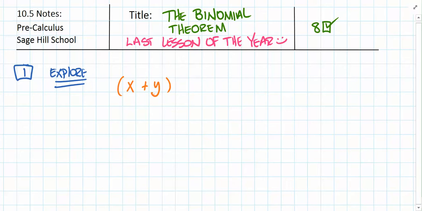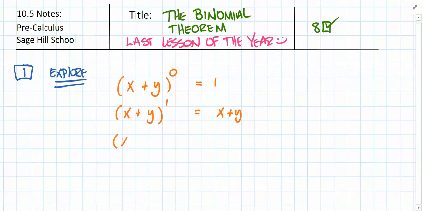Now, here's what we're going to do. If I'm going to raise this to the power of 0, tell me what all of that is going to equal. 1. Very good. You guys are on board. Okay, x plus y. If I raise this to the power of 1, what am I going to get out of this? Not 1. I'm going to get x plus y. Very good. You guys are on board so far.